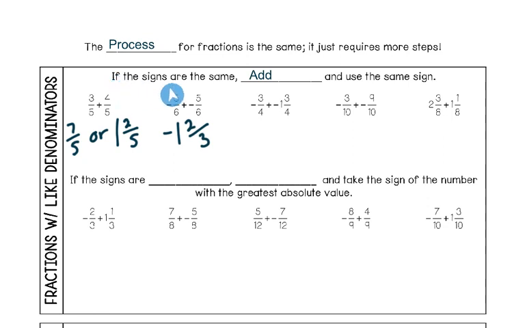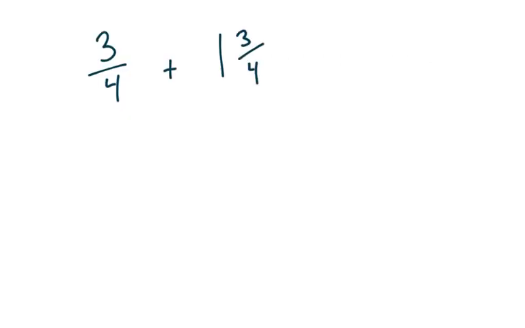It's the same process. The signs are the same. They're both negative. So I'm going to add like normal, and then I'm just going to keep the same sign at the end. So let's go ahead and just add 3/4 and 1 3/4. There's a couple ways you can do this. One way might be just to realize you have the same denominators, so you can just add like normal. But what I do, and this is just one extra step, but it will make your life so much easier as we get harder problems, is I don't ever add fractions with mixed numbers. I only add fractions with fractions.